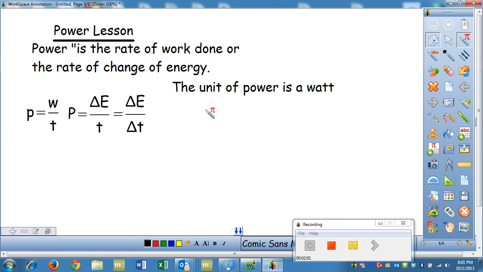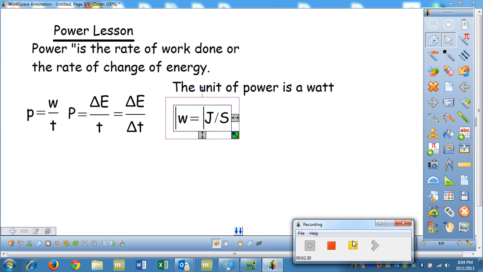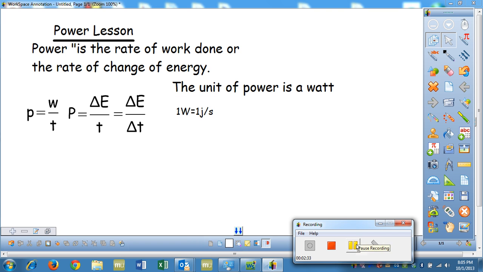1 watt equals 1 joule per second. Let's try one more time. 1 watt equals 1 joule per second. So 1 watt is 1 joule per second.